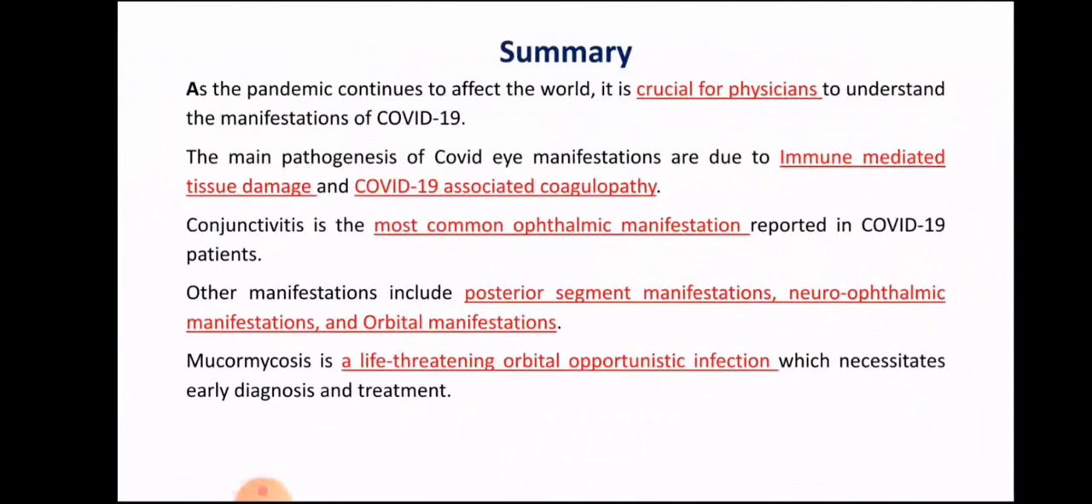In summary, due to the variability of manifestations in COVID-19, every physician should know these manifestations. The mechanism of pathogenesis of COVID-19 includes immune-mediated damage and COVID-19 associated coagulopathy. Conjunctivitis is the most common presentation of ophthalmic symptoms in COVID. Other presentations are posterior segment manifestation, new ophthalmic manifestation, and orbital manifestation. Mucormycosis is a fatal disease which should be diagnosed and treated early to improve survival.